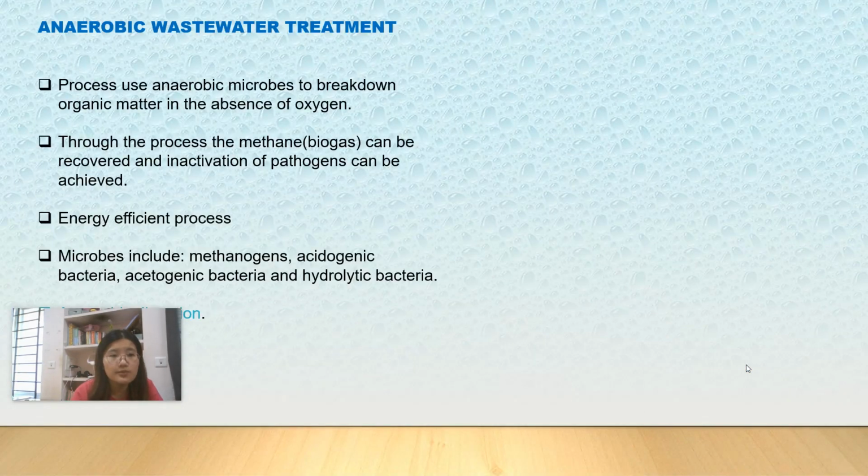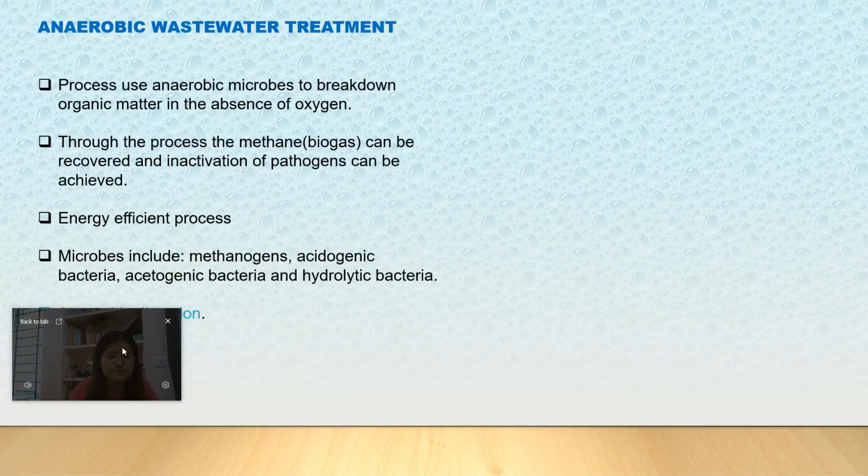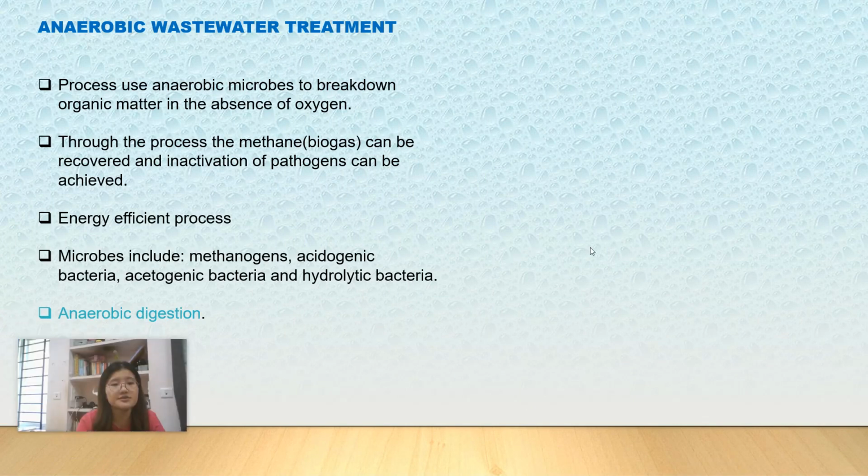Now coming to the topic, anaerobic wastewater treatment. Anaerobic wastewater treatment is a process that uses anaerobic microbes to break down organic matter in the absence of oxygen. Through the process, methane, which is biogas, can be recovered, and inactivation of pathogens can be achieved. It's an energy efficient process. The major microbes include methanogens, acetogenic bacteria, and hydrolytic bacteria.